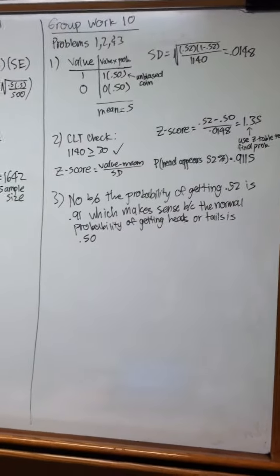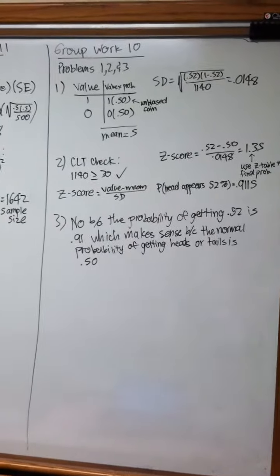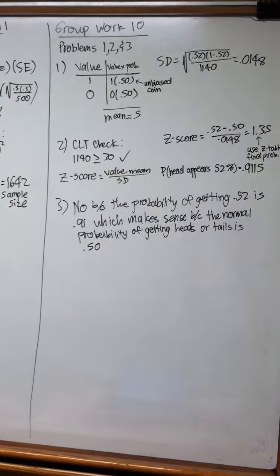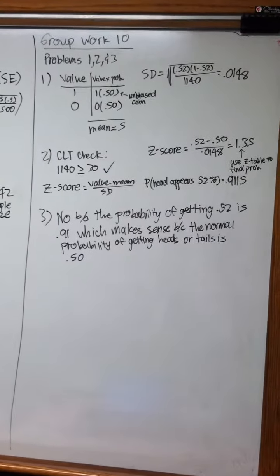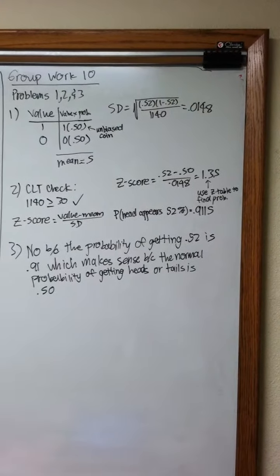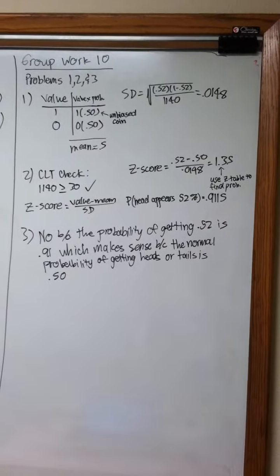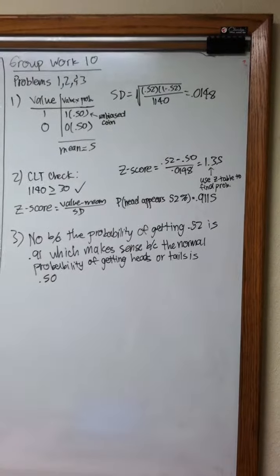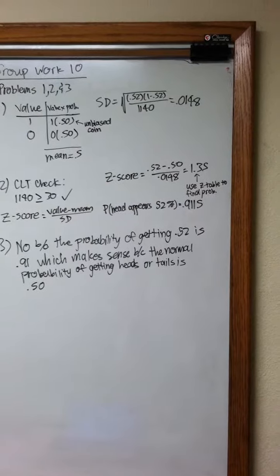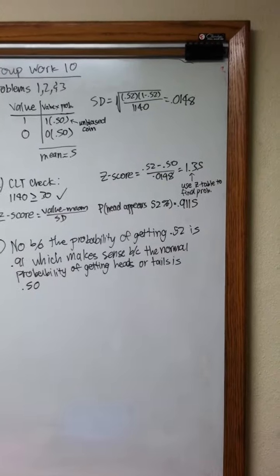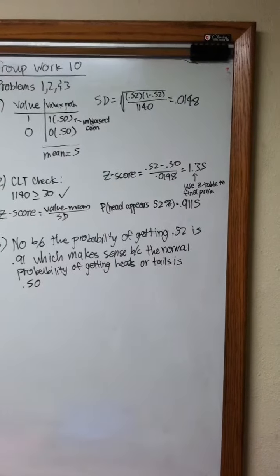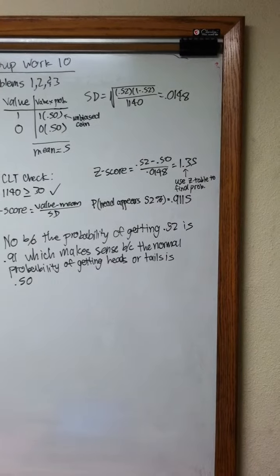Now, in order to find the probability, we need to find a z-score. The z-score formula is the value minus the mean, divided by the standard deviation. And so we have our value, which is 0.52, which is also our success. 0.52 minus our mean, which is 0.5, which we found in part 1. And we divide that by our standard deviation, which we also found in part 1, which is 0.0148. And that gives us a z-score of 1.35.